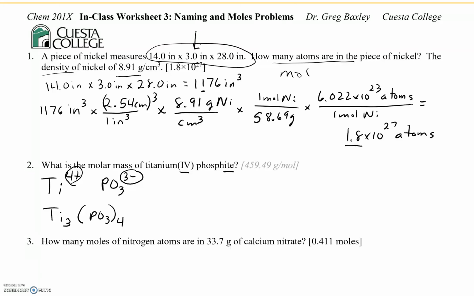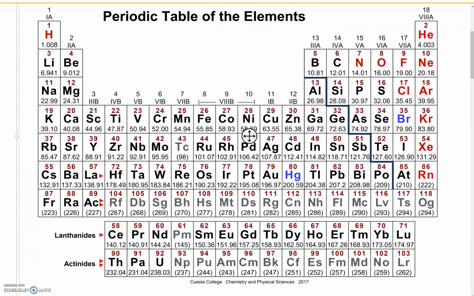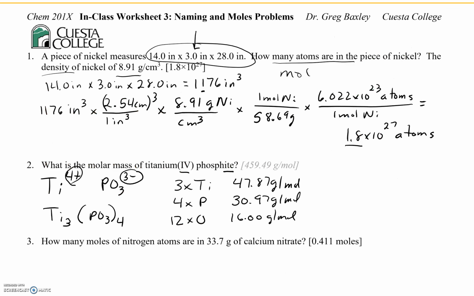For the molar mass of that substance, we need to look at the molar mass of 3 titanium atoms, 4 phosphorus atoms, and 12 oxygen atoms. We can get those molar masses from the periodic table. Here is titanium. Here is phosphorus. And here is oxygen. So here are the molar masses for each of the 3 elements involved.